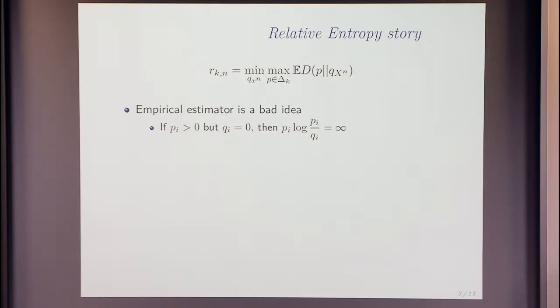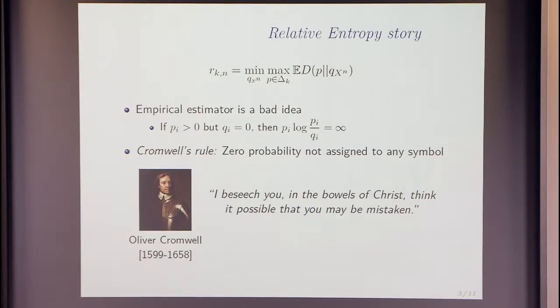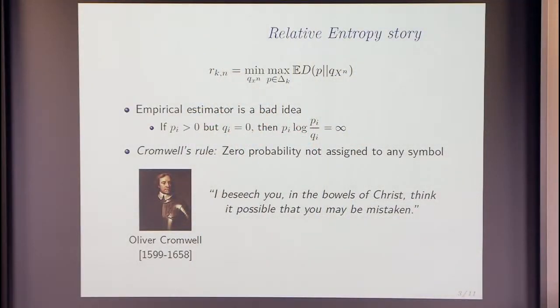And in fact, any estimator you use must satisfy Cromwell's rule that you should not assign 0 probability to any symbol. Cromwell was not a statistician, he was a military leader, and he used these words to the Church of Scotland. And in subjective probability, one says that if you assign 0 probability to an event, you're not allowed to change your mind by Bayesian updates. And so that's what the rule means. But in our context, we will not be assigning 0 probability because we don't want to incur an infinite cost.